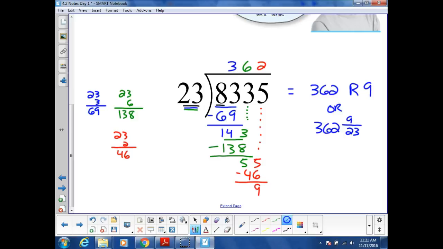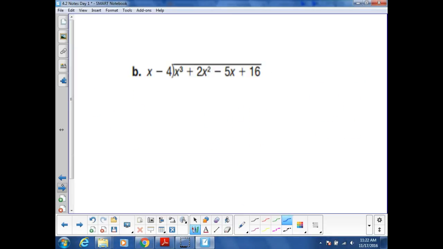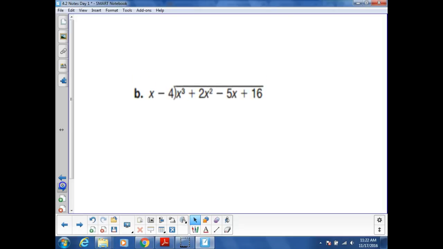So on the next page, we're going to do part B in that question. It's on page 330. It's letter B in question number 2. Now, before we start, I'm going to tell you a couple of things about polynomial long division.